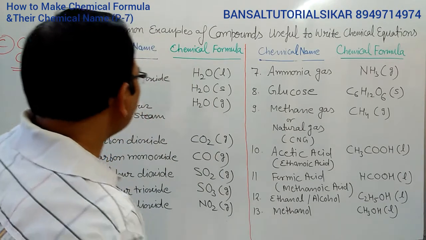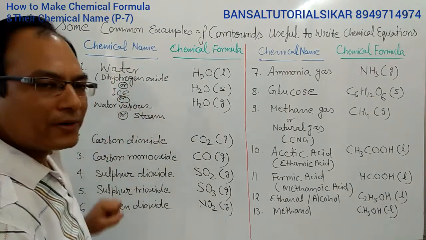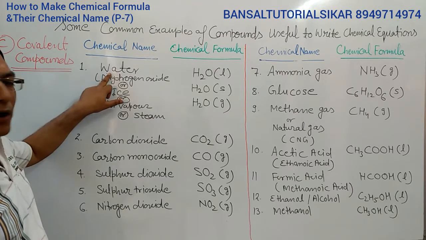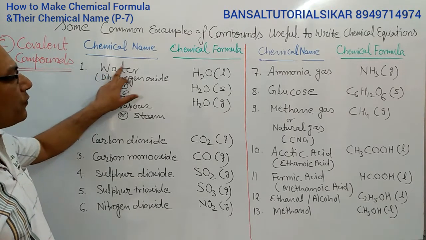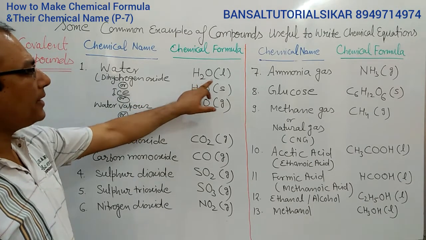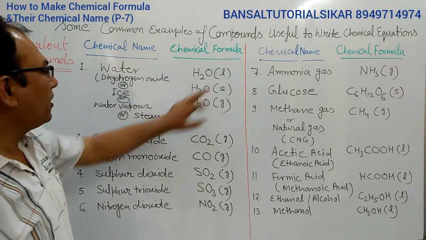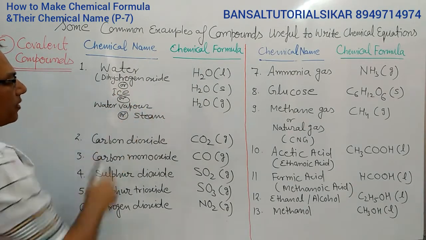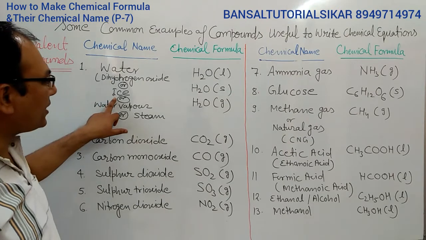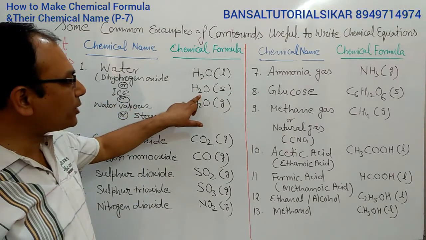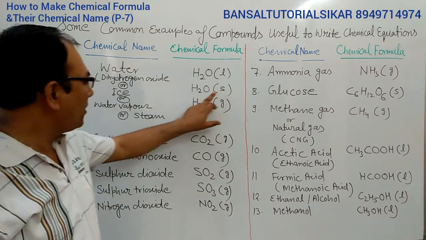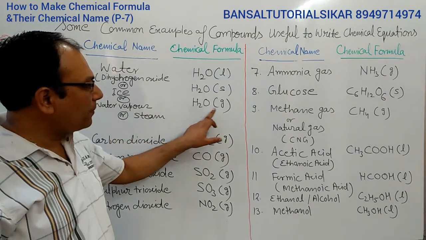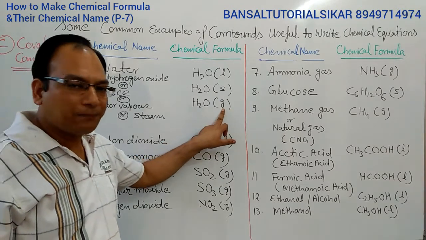Students, these compounds are commonly used in our chemical reactions. So first we are taking the most common example of a covalent compound, which is water. The formula of water is H2O, we know very well, and it is liquid at room temperature. The chemical name of water is dihydrogen oxide. If ice is given in our chemical reaction, then we will write down the same formula H2O, but the physical state is solid. If water vapor or steam is given, then we will write down the same formula again, but this time it is gaseous in nature.